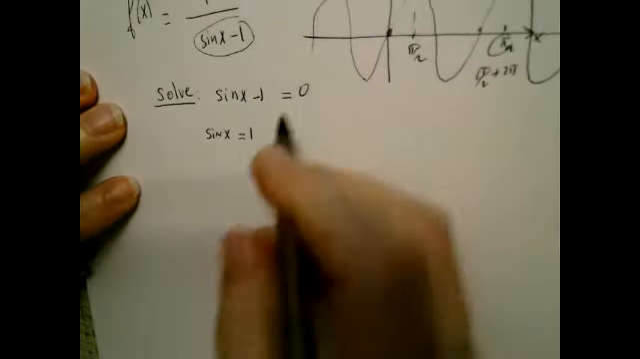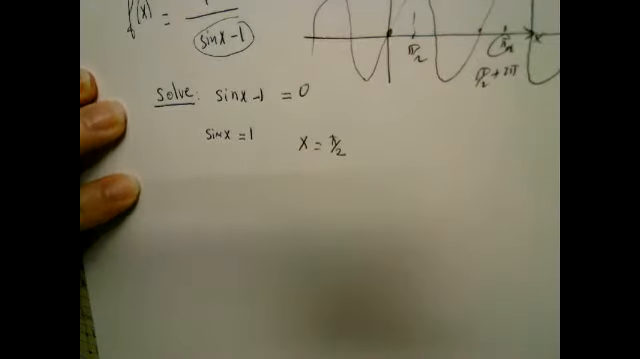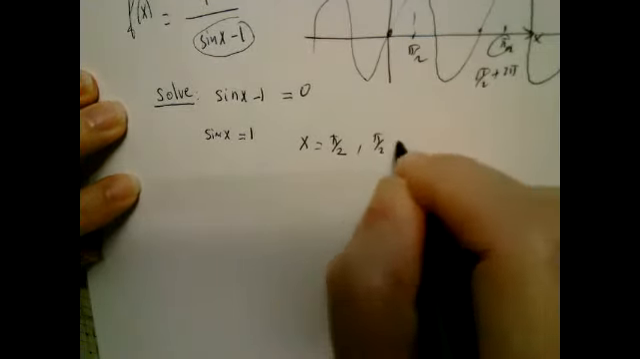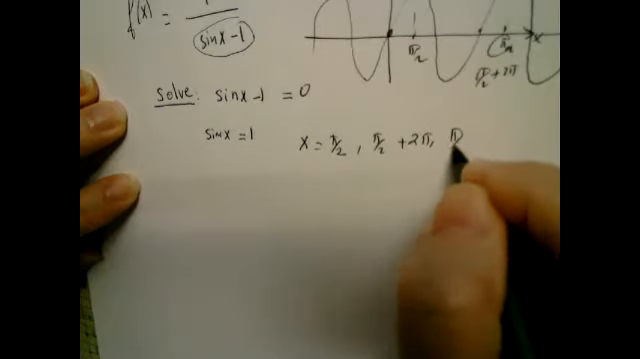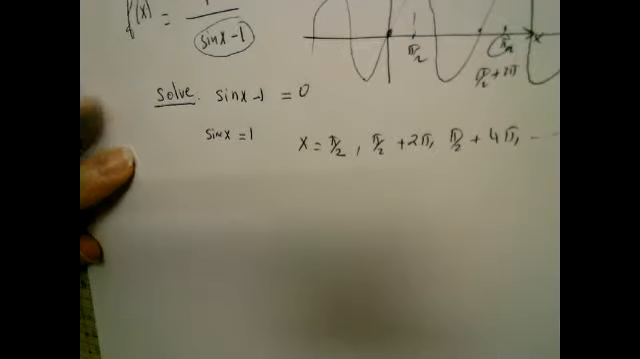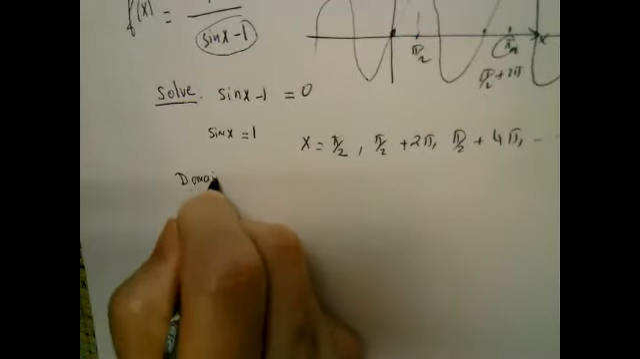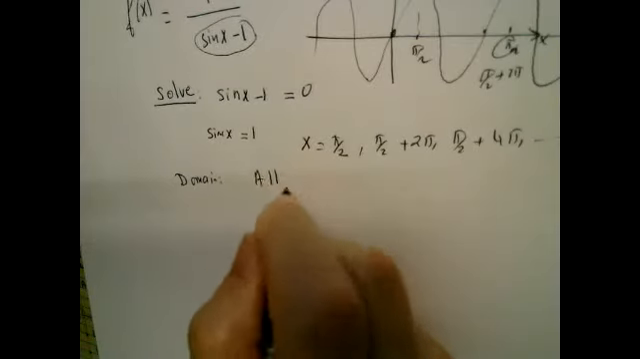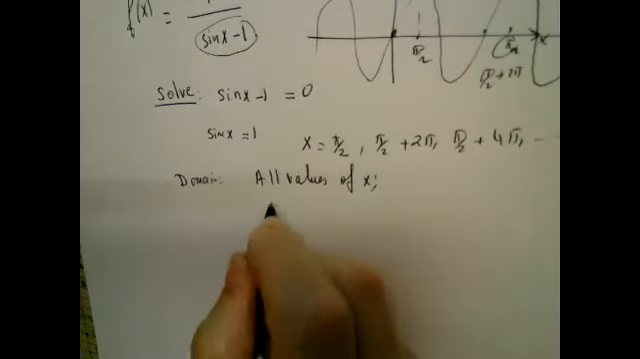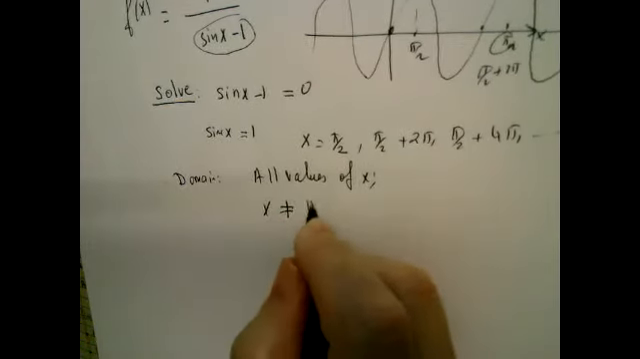Okay, so when is sin x equal to 1? Equal to 1 for x equal pi over 2. Not only x equal pi over 2, x equal pi over 2 plus 2 pi, pi over 2 plus 4 pi, and so on and so forth. So what's going to be the domain? The domain is going to be all values of x such that x is different from pi over 2.